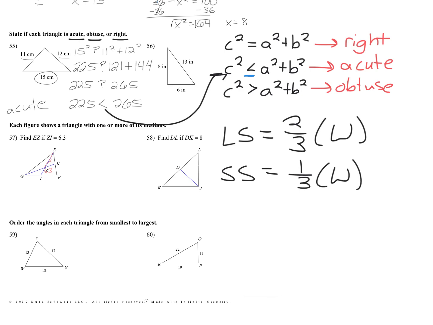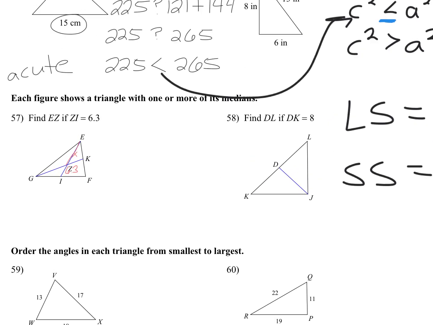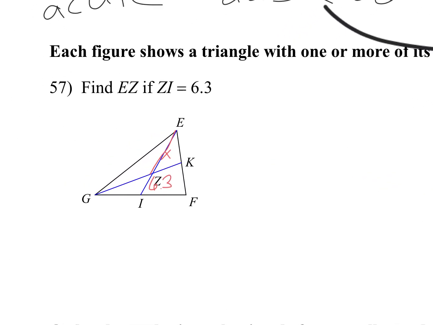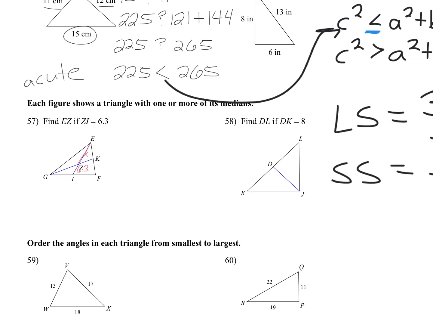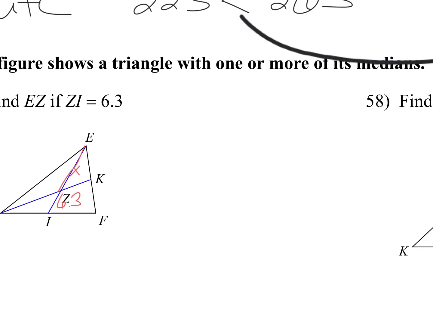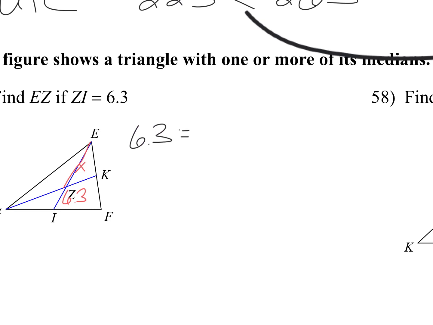Now we want to use those two equations. What does it give us? It gives us the short side, so we want to use the short side equation. We're going to plug in what we know. What is our short side? 6.3. So 6.3 equals, what's the rest of that equation? 1/3 times W. We don't know what W is. You can put X instead of W, yep.